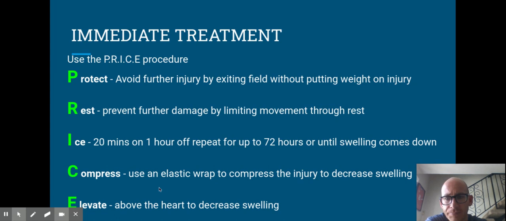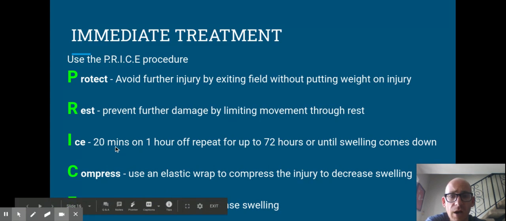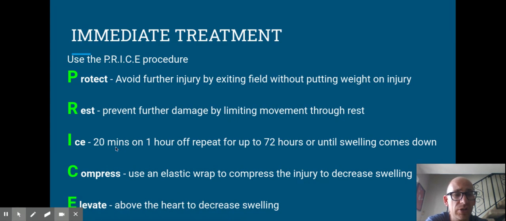supply into that area. The reason for the ice is twofold. I skipped past this. One, ice can have an impact of pain reduction because it numbs the area, but it also can slow the swelling response as well.